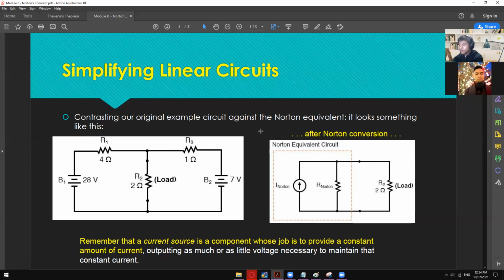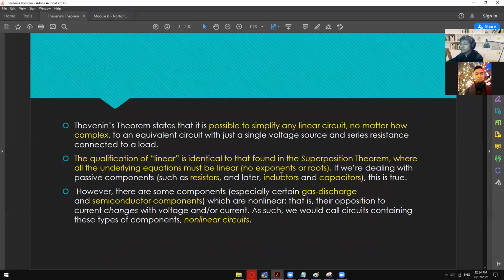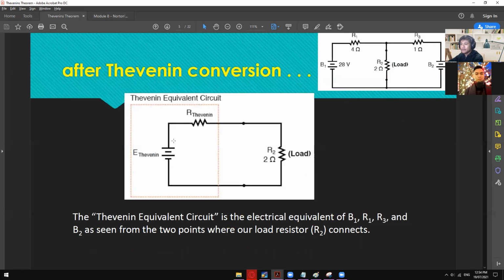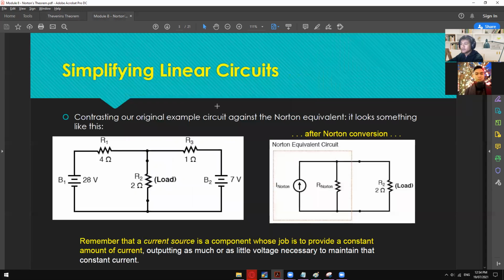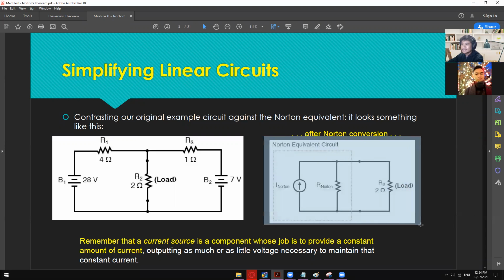So before we have a series connection, E Thevenin, R Thevenin, and then R load. But on the Norton's theorem, we now have a parallel connection. We have the I Norton right here, which is your current source, and then the R Norton, which is your computed resistance. And then the R load is still the same. So just remember that this is the Norton's equivalent circuit.